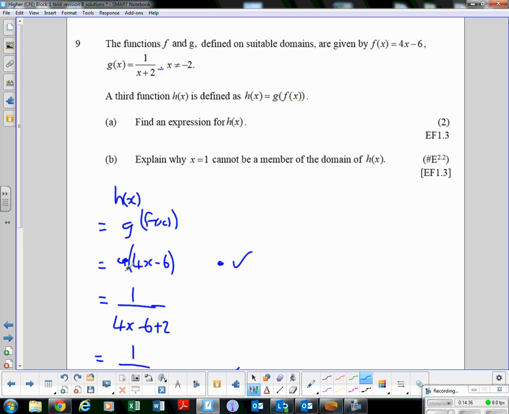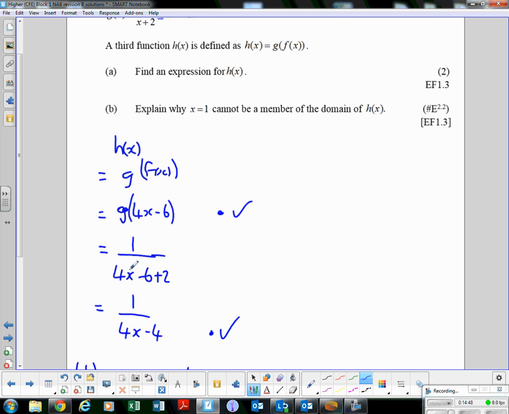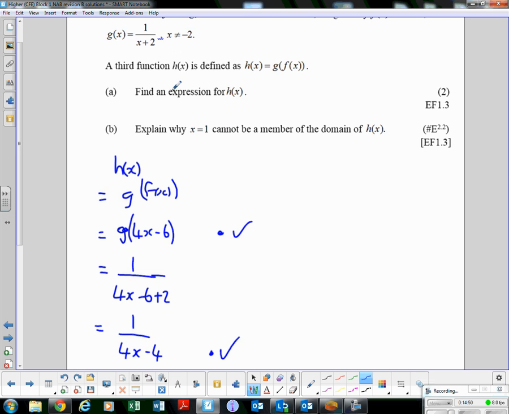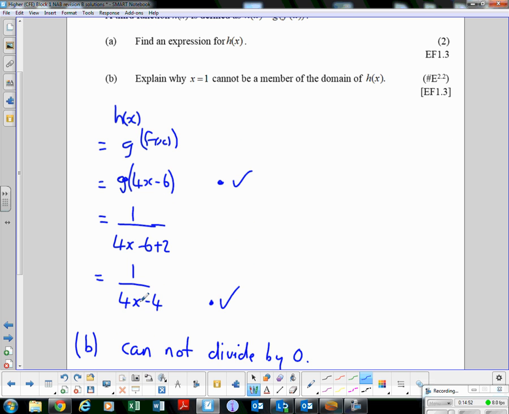So f of x is 4x minus 6. That becomes g of 4x minus 6. Substituting into g, so everything in the bracket is substituted in for this x here, so it becomes 1 over 4x minus 6 plus 2, which is 1 over 4x minus 4.